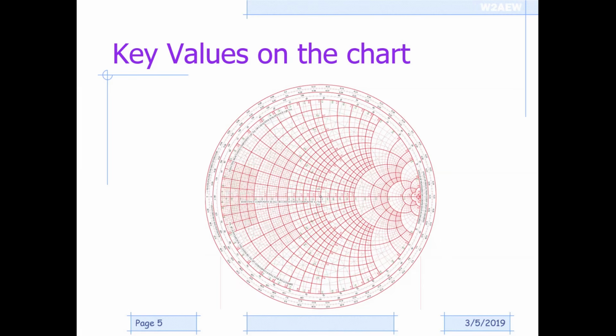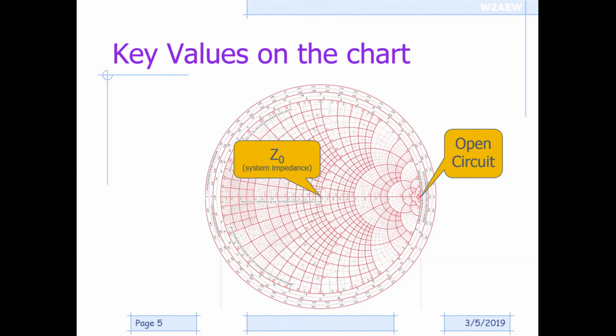Let's look at some key values on the Smith chart. Right dead center is our system impedance. So in our 50 ohm system, that center point represents 50 ohms. All the way over to the right, along that prime axis, is open circuit, essentially infinity. And then obviously the other end represents a short circuit.